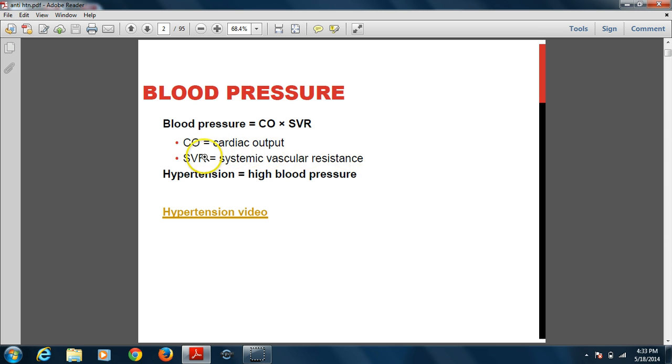So if you think about systemic vascular resistance, the more difficult it is for the blood to move through our blood vessels, or through the pipes in our body, the higher the resistance is. And oftentimes then the higher the blood pressure will be.